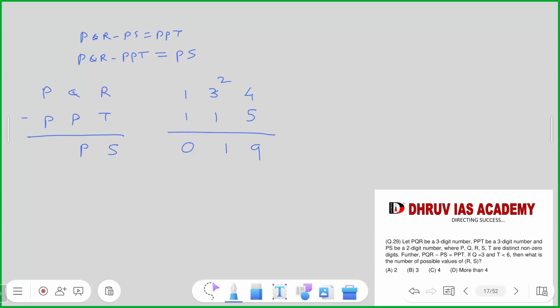Any other combination here now? 1, 3. Can you have 5 or 6 or 2 here? You can have 2 here. So 1, 3, 2. You'll have to check here 1, 1 and then 3 here or 4. This can be also another number. So 18 here.